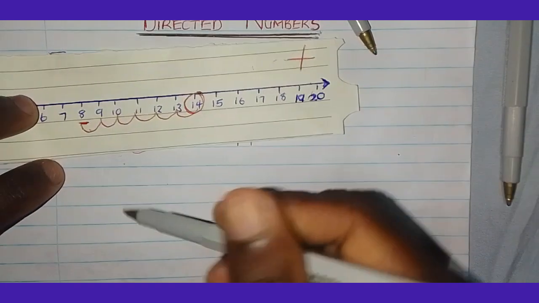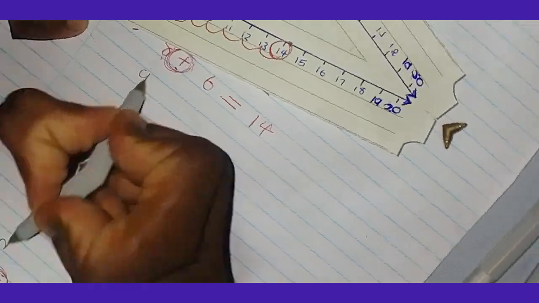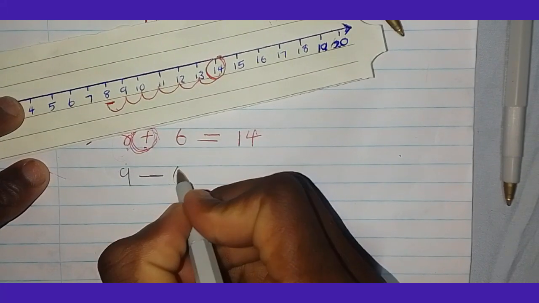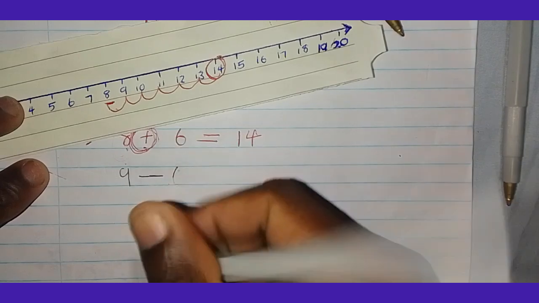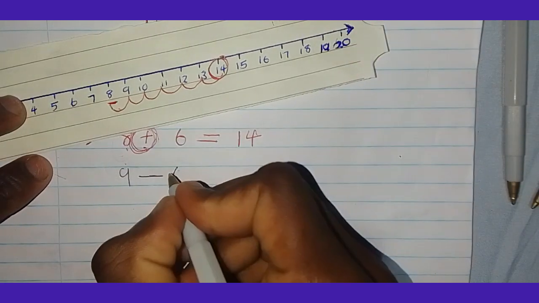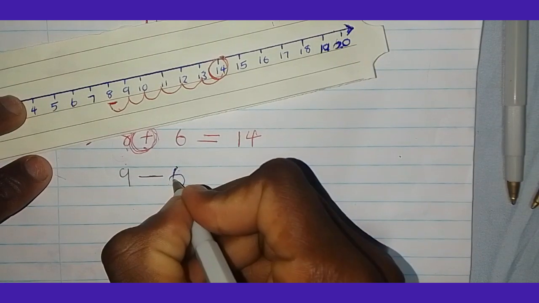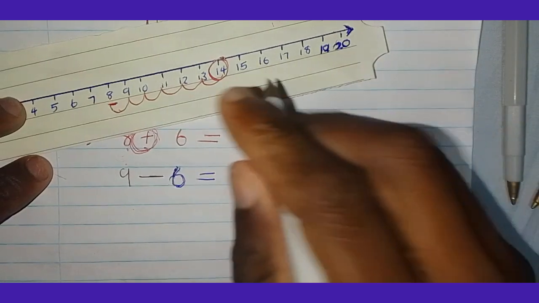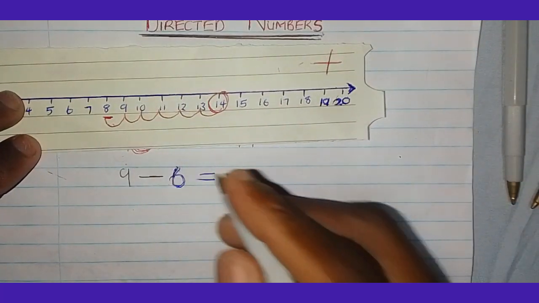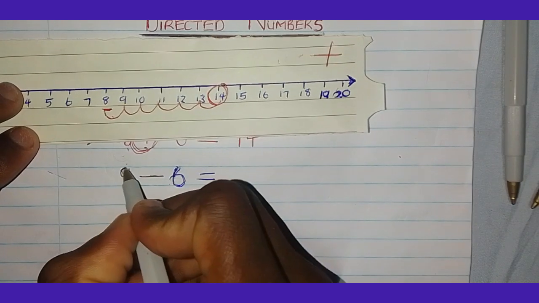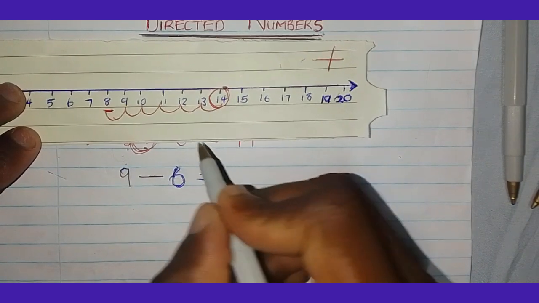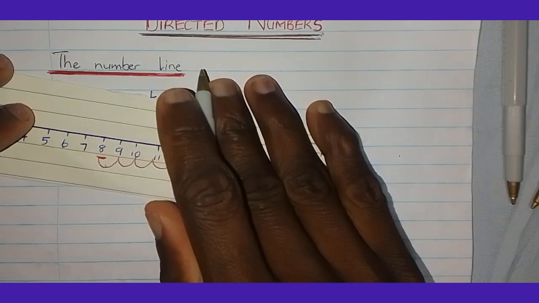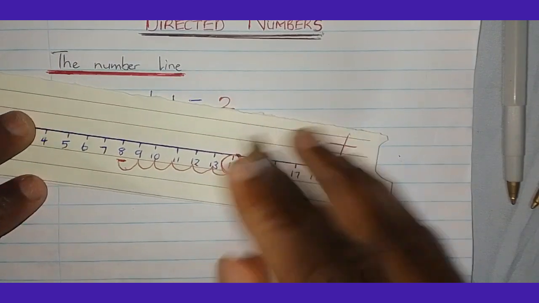Let's use a different pen here. We have 9 minus 6. Let's use a better pen. This is a bad pen, guys. Right, this is a better pen. 9 minus 6. By mental calculation, we already know our answer. We already know that the answer is 3. I'm sure we can all agree there, mathematicians.